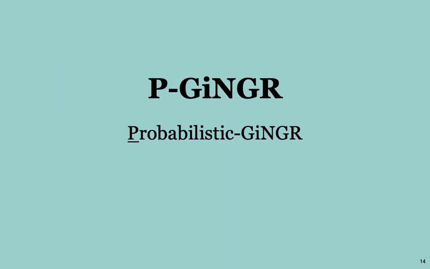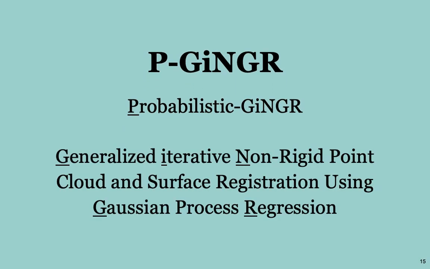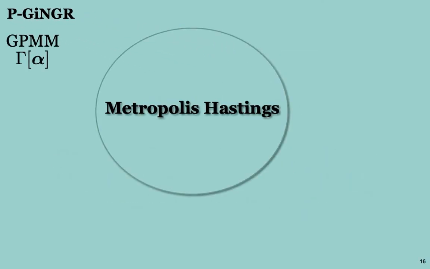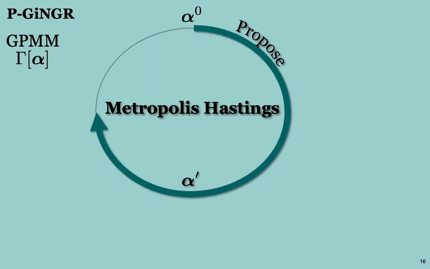So P-Ginger just stands for a probabilistic version of Ginger, and the Ginger acronym covers a method that iteratively uses Gaussian process regression for registration. At the core of P-Ginger, together with a Gaussian process model, we have the Metropolis-Hastings algorithm. The Metropolis-Hastings algorithm is a Markov chain Monte Carlo method for obtaining a sequence of random samples from a probability distribution. It works by first initializing the alpha vector, then a new alpha sample is proposed.